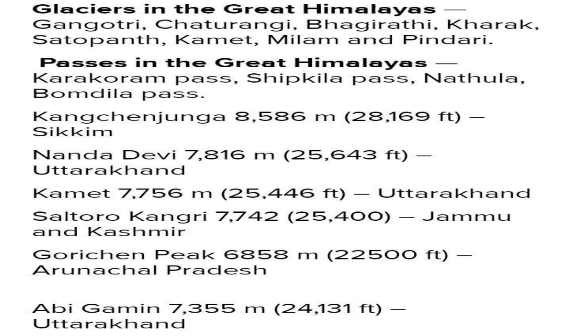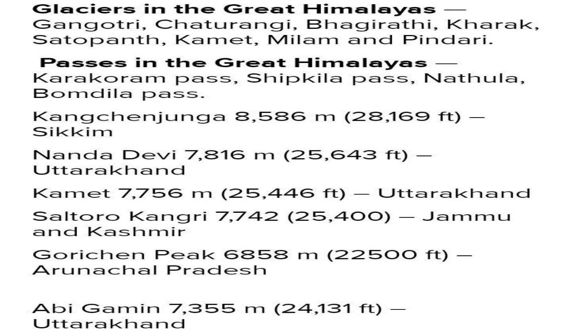The core of this part of the Himalayas is composed of granite. It is perennially snowbound, and a number of glaciers descend from this range. You can find some glaciers and passes that lie in the Great Himalayas. I have given some glaciers here: Gangotri, Chaturangi, Bhagirathi, Kharak, Satopant, Kamet, Milan, and Pindari. And the passes in the Great Himalayas are Karakoram Pass, Shipki La Pass, Nathu La, and Bomdila Pass.